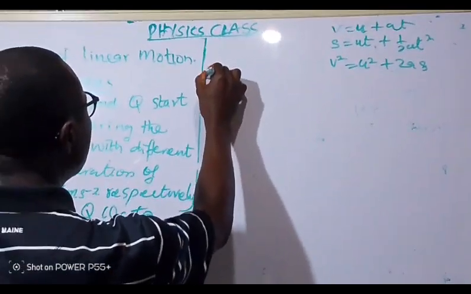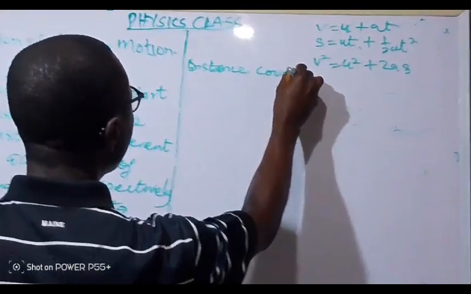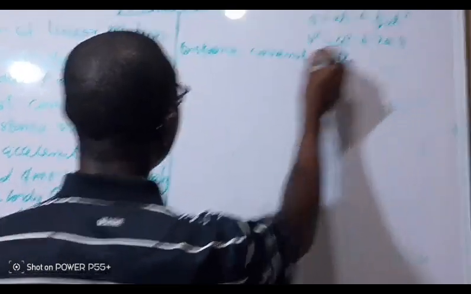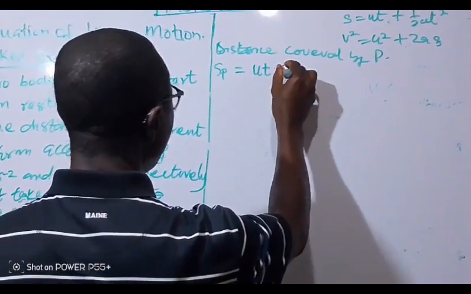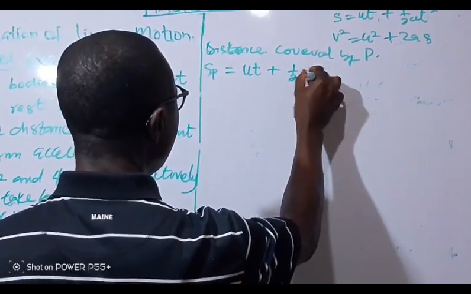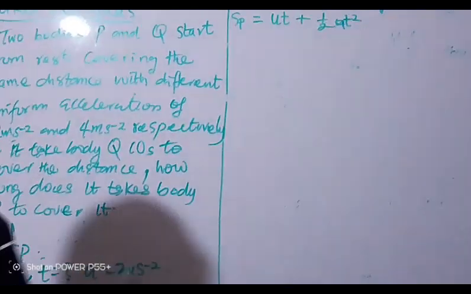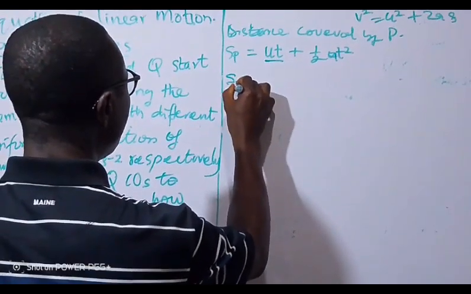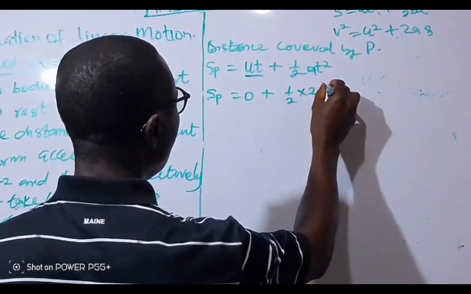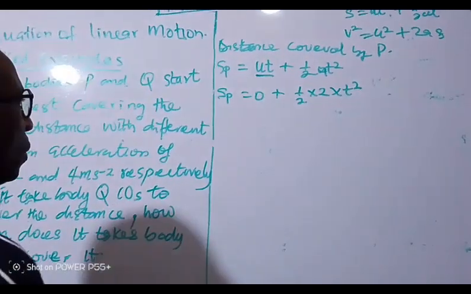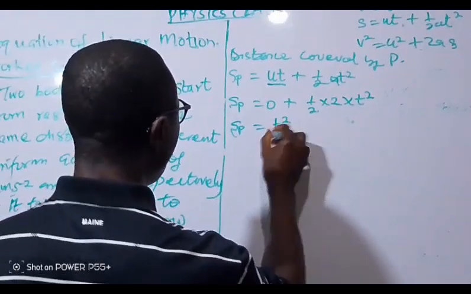Distance covered by P, call it SP, will be equal to UT plus half AT square. U is 0 according to the question, so this term will be 0. So SP will equal to 0 plus half multiplied by 2 multiplied by t square. Since we don't know t, so 2 will cancel 2. So SP will be equal to t square in meter.